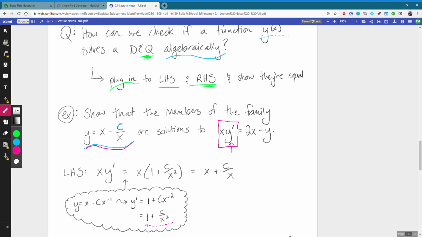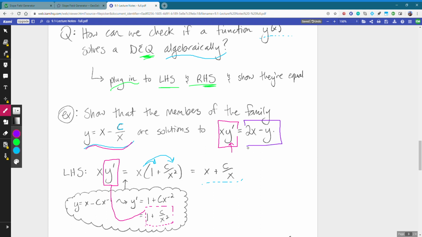And so it's this 1 plus c over x squared that we take and just plop in where we see y prime. Doing that, and then just taking our x and distributing it across, we get some cancellation on the right, and we're left with what we see here. So that's what the left-hand side becomes.